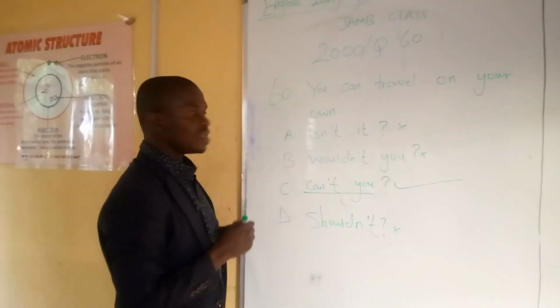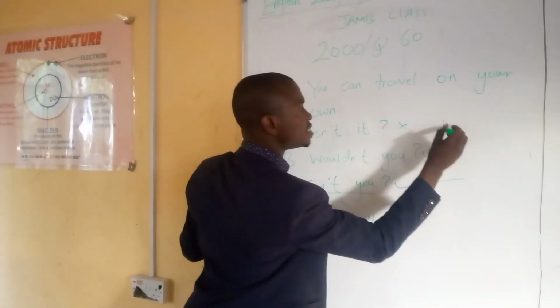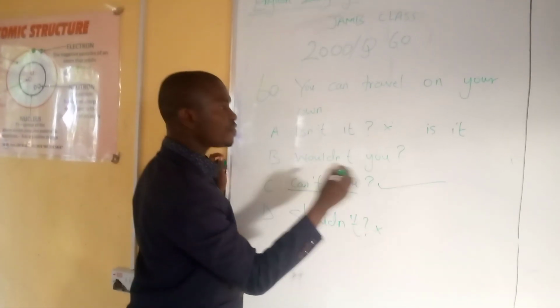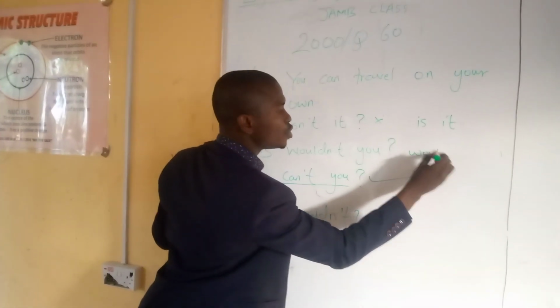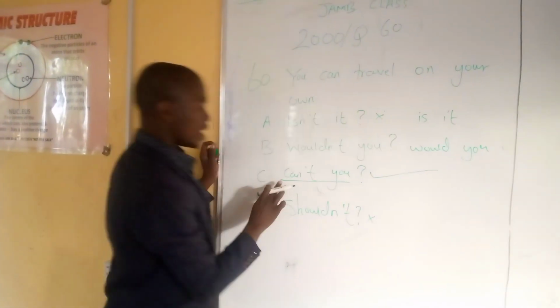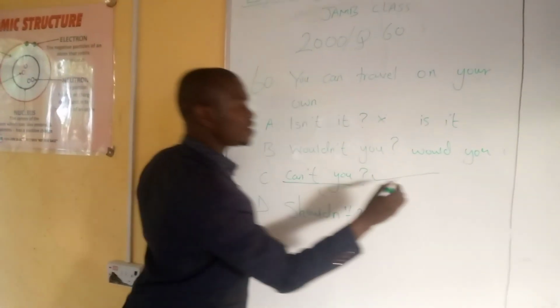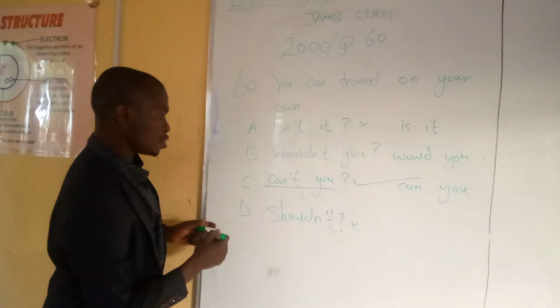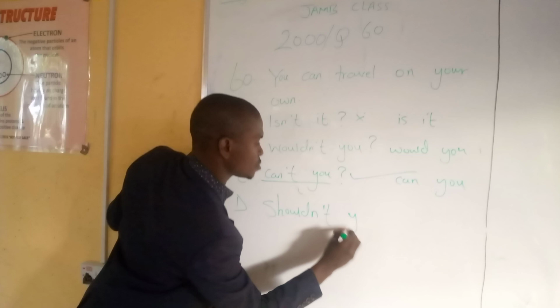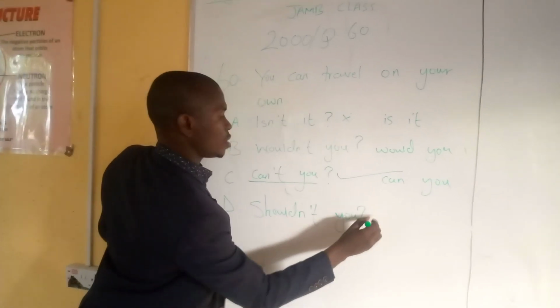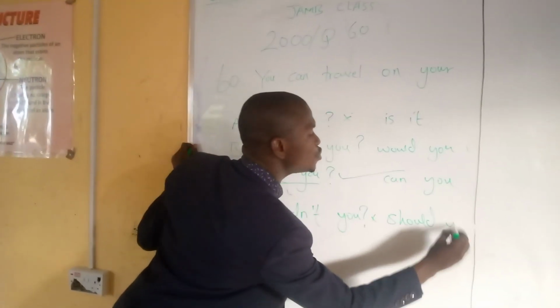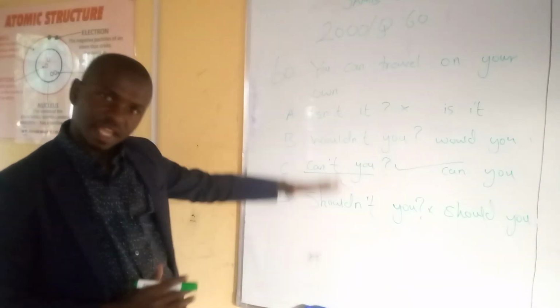Isn't it? Is the negative of is it? Wouldn't you? Is the negative of would you? Can't you? Is the negative of can you? Shouldn't you? Is the negative of should you? Now, all these options are in the negative.